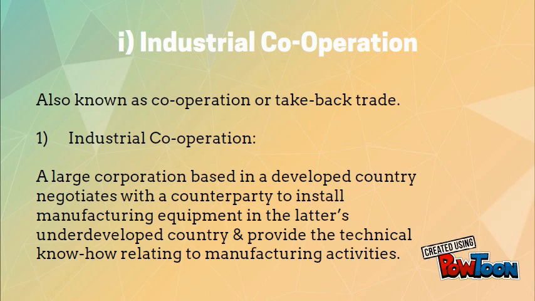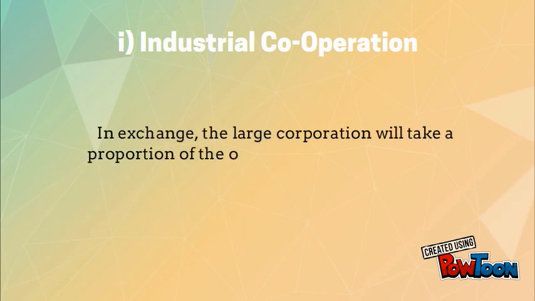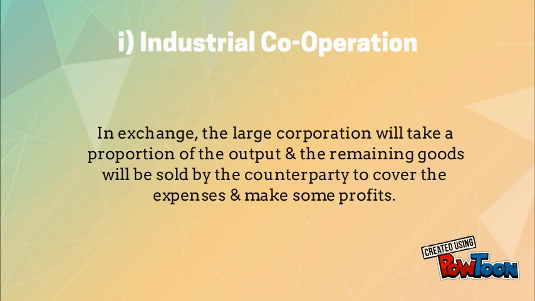Industrial cooperation means a large corporation based in a developed country negotiate with the counterparty to install manufacturing equipment in a later undeveloped country and provide the technical know-how relating to the manufacturing activities. In exchange, the large corporation will take a proportion of the output and the remaining goods will be sold by the counterparty to cover the expenses and make some profit.